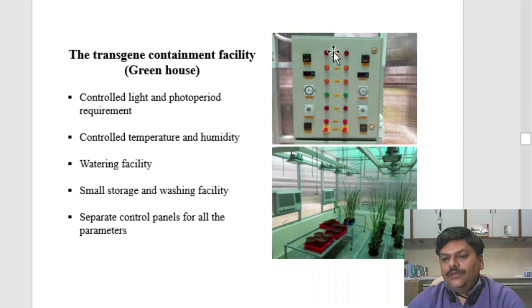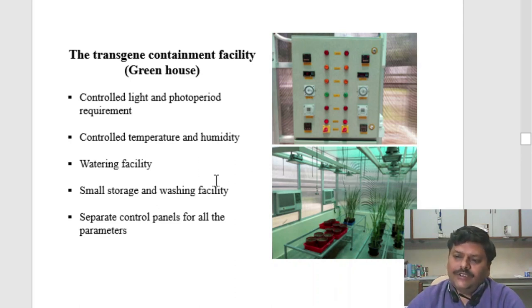It is a greenhouse. You can see the picture of a greenhouse. This is the control panel. Again, this control panel is used for controlling light intensity, temperature, light duration, and humidity. And you can see these are the transgenic plants. These are transgenic rice plants which are being grown in a transgenic greenhouse.